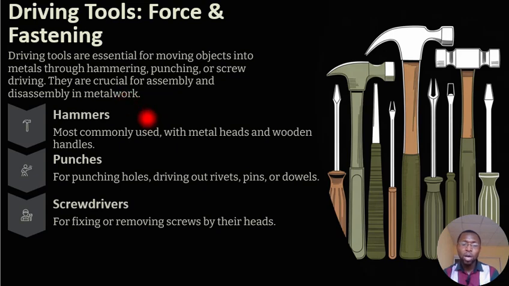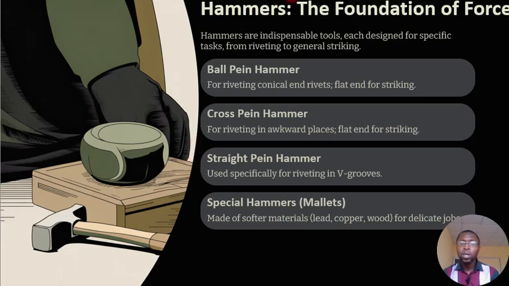disassembling metal work. Okay, so for the hammers, like we all know, we use hammers to drive in metal heads and wooden handles. Punches, we use for punching holes, for driving out rivets, pins, and dowels. This is an example of a hammer, this is an example of a screwdriver, and this is an example of a punch. Then the screwdriver is for fixing or removing screws by their head. We've talked about this in woodwork in our previous lessons. All right, now let's go into details on these tools.